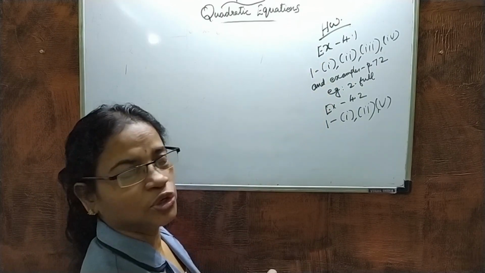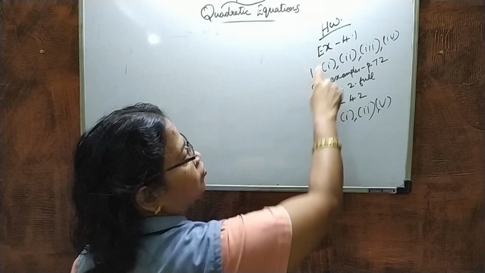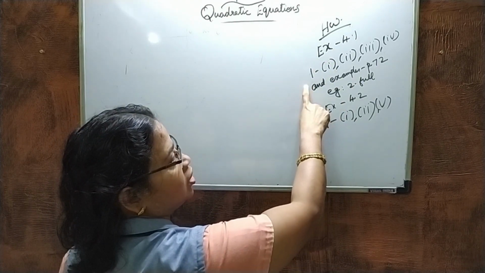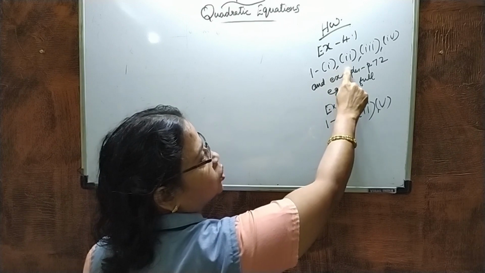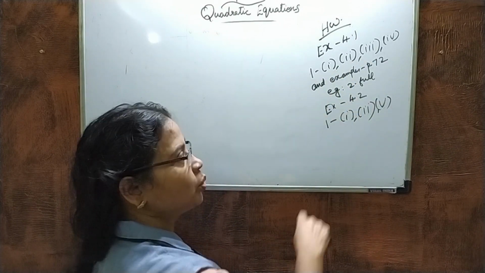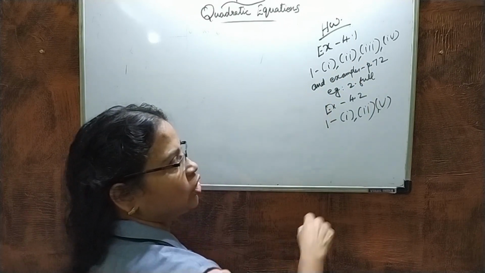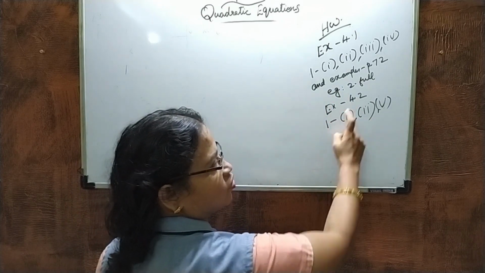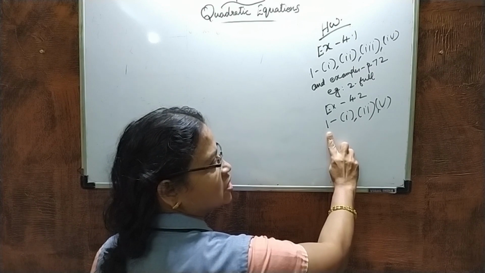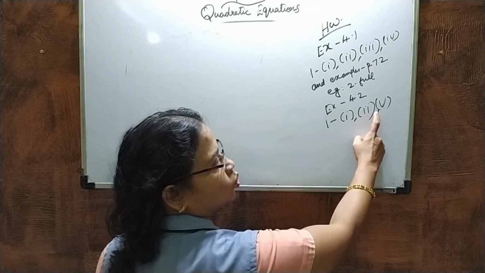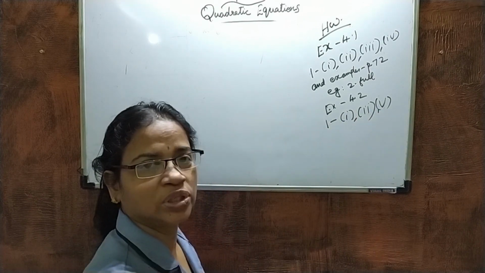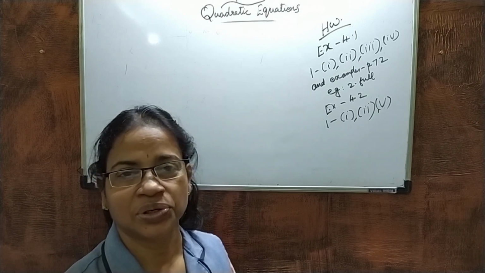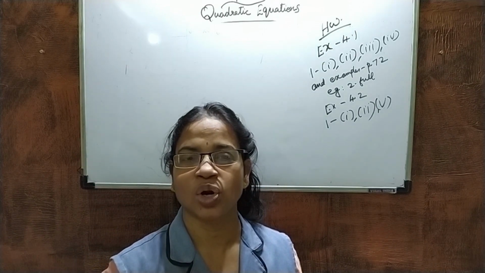These are the homework for you. Exercise number 4.1: from the first one, 1, 2, 3, 4 are the problems you have to do, and the examples on page number 72, Example 2 in full you have to do. After that, exercise number 4.2: from the first one, 1, 2, 5. All the other problems we did in the class. Okay. And you have to complete your notes also.